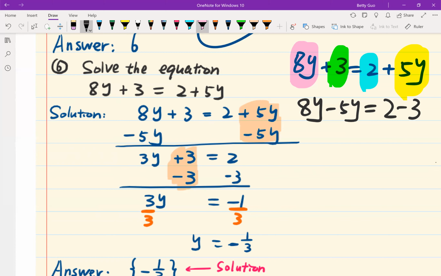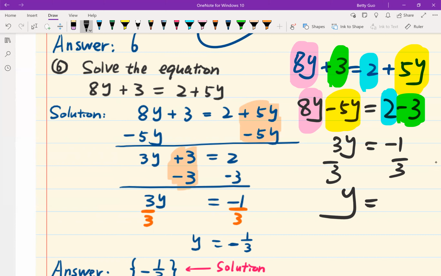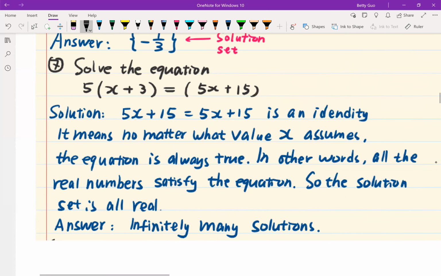So what happened here is the pink term stays. Yellow term is moved to the left, so the sign becomes opposite. The blue term stays, remains the same. The green term changes the side, also changes the sign. After we collect those like terms together, we can combine them. 8y minus 5y, 3y. 2 minus 3, negative 1. Divide both sides by 3, isolate the y on the left. You have y equals negative 1 over 3. That's the answer.